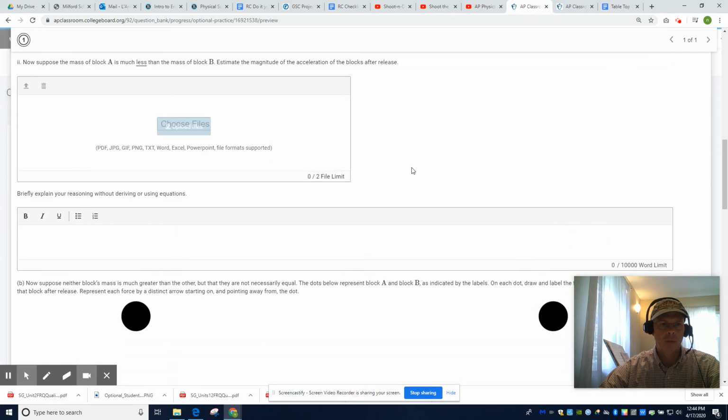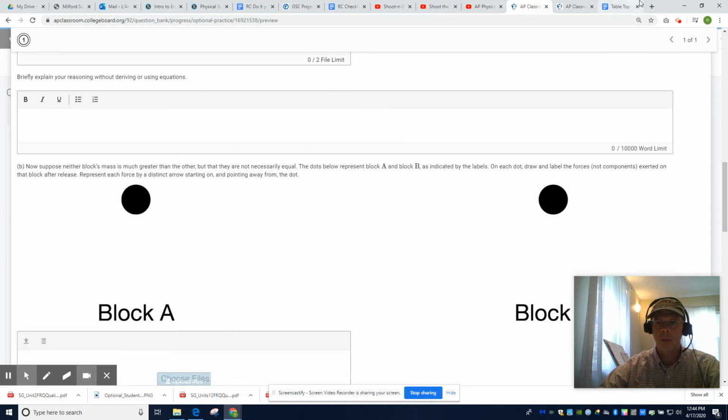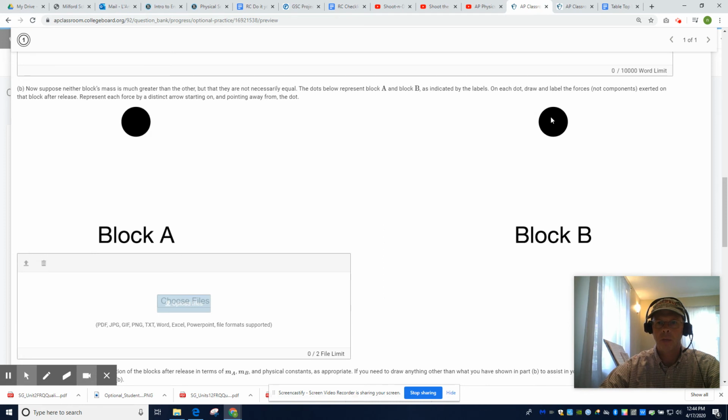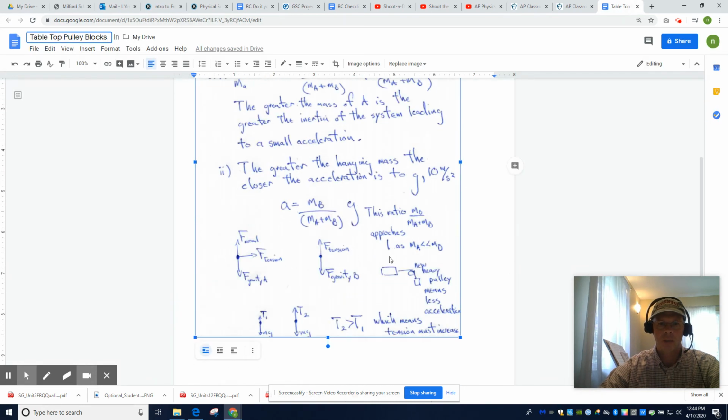Okay, now what? Free body diagrams. Okay, so the table has weight pulling down, normal pushing up, and the tension pulling to the right. The hanging block B has weight and tension, and that's it. So pretty simple free body diagrams.